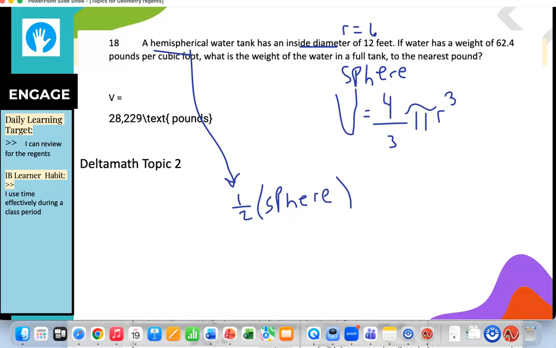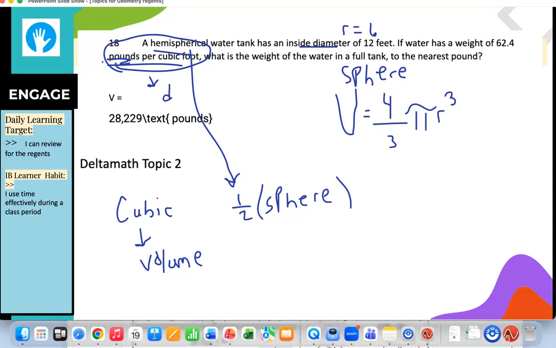And if water has a weight of 62.4 pounds per cubic foot, whenever it says pounds per cubic foot like this, or whenever they're comparing weight and volume, how do we know it's volume? Cubic means or implies we're talking about volume. So they're comparing weight, which is pounds, and volume. When they do that, they're talking about density.